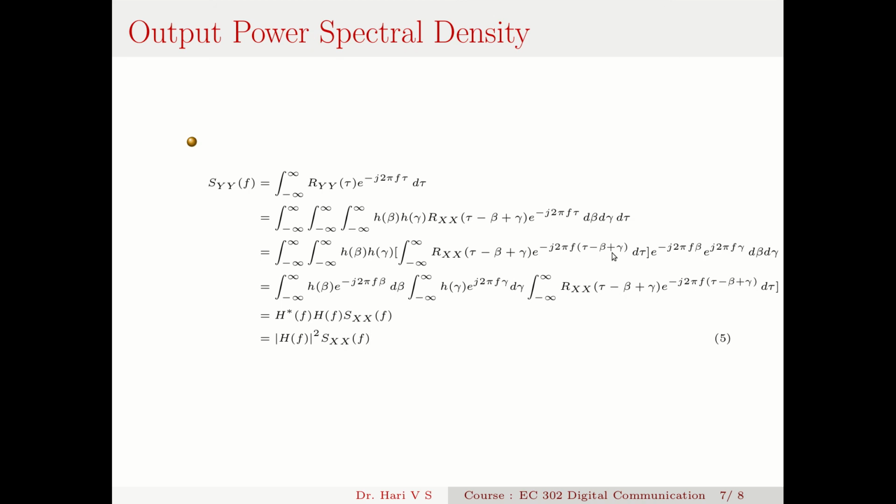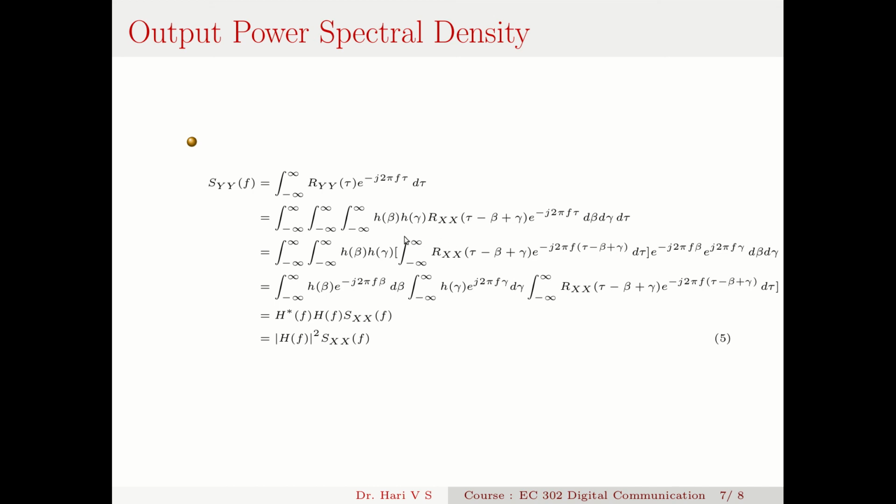Now when I add e raised to j 2 pi f beta and e raised to minus j 2 pi f gamma, I have to divide by them. So I add these division terms. Here I add e raised to minus j 2 pi f beta along with e raised to plus j 2 pi f beta, and I add e raised to minus j 2 pi f gamma along with e raised to plus j 2 pi f gamma, so that the added terms cancel each other.